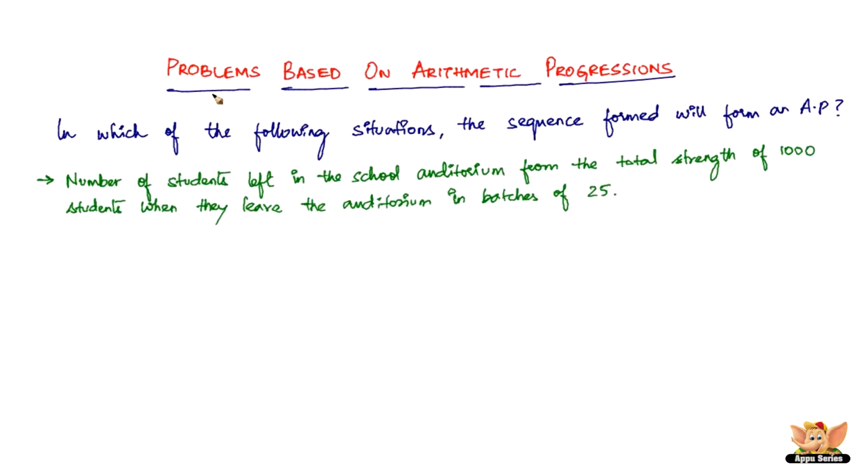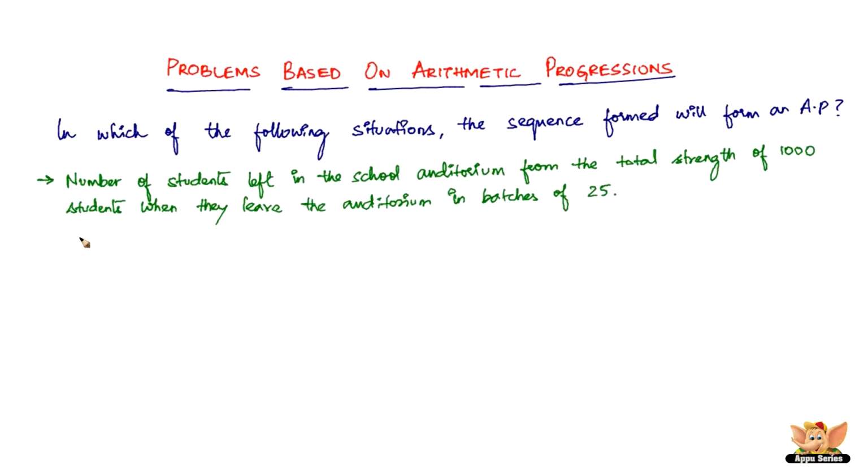In this video, let us continue to solve problems based on arithmetic progressions. The question is: in which of the following situations will the sequence formed be an AP? That is nothing but an arithmetic progression. One of the situations says: the number of students left in the school auditorium from a total strength of 1,000 students when they leave the auditorium in batches of 25.